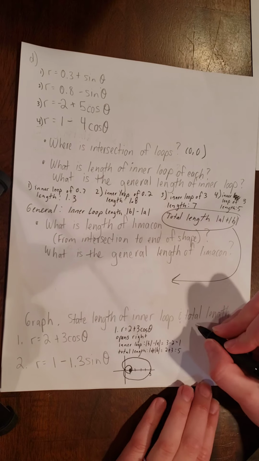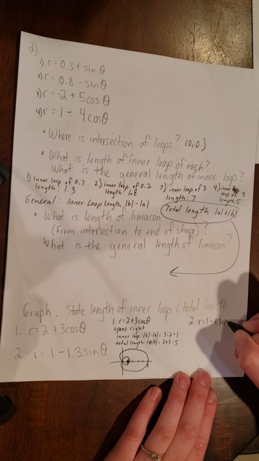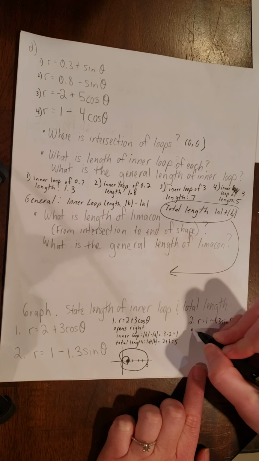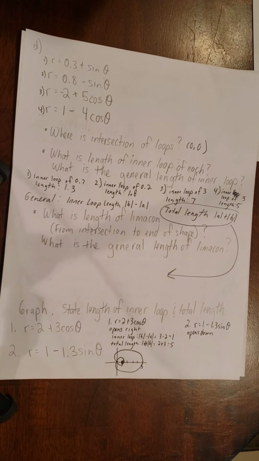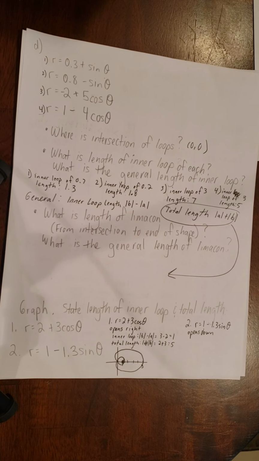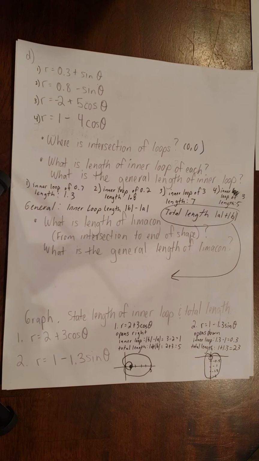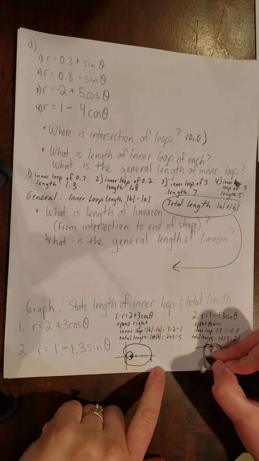So, number 2, r equals 1 minus 1.3 sine theta. This is going to open down. This opens down because sine, y coordinate, b is negative, opens down. So grab the inner loop length, grab the total length, and try your best to draw the Lima Zone. Try it on your own. And mine looks a little lopsided, but that's okay.